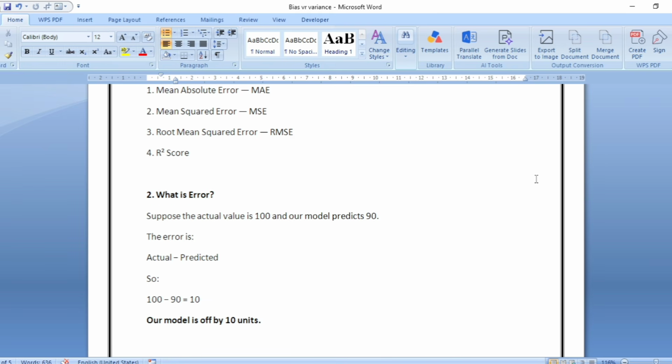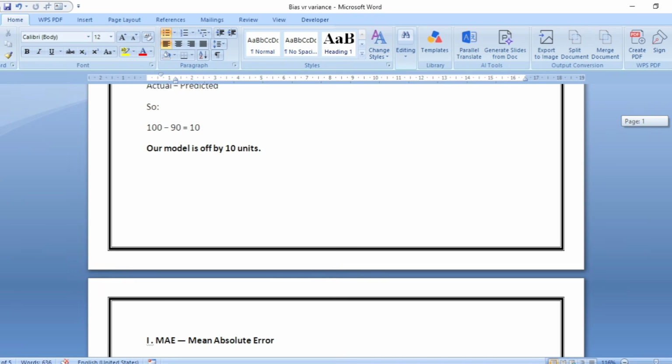Before understanding the metrics, let's understand what we mean by error. Suppose the actual value is 100 and our model predicts 90. The error is actual minus predicted. So 100 minus 90 is equal to 10. So our model is off by 10 units. Now imagine we have hundreds of predictions. We can't look at every single error individually. So we need a single number that summarizes how well our model is performing. That's what these evaluation metrics do.